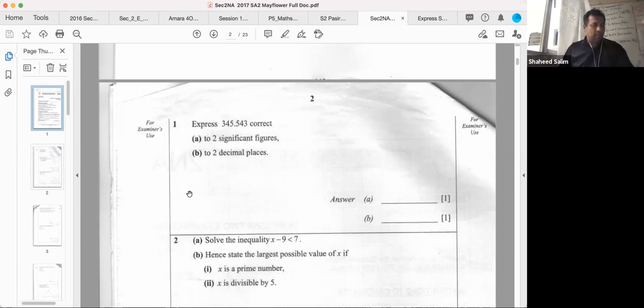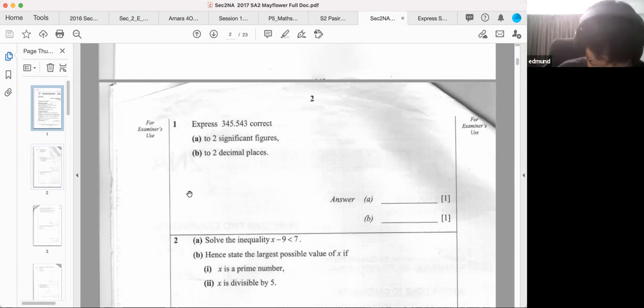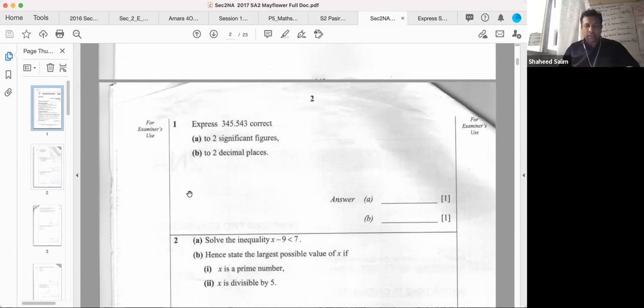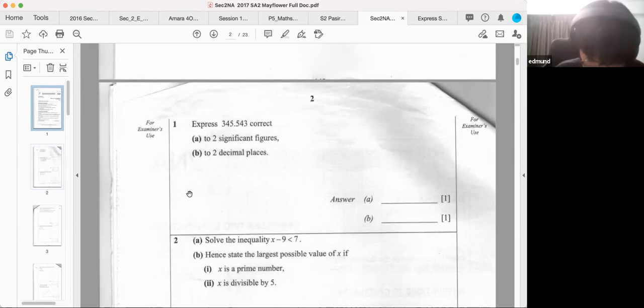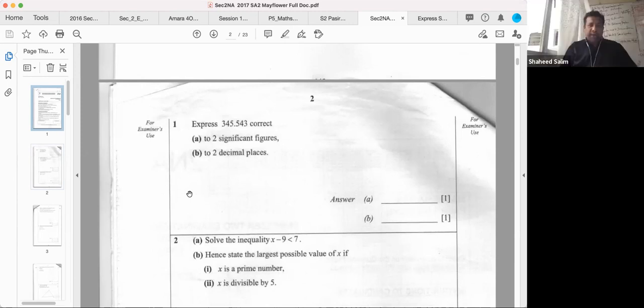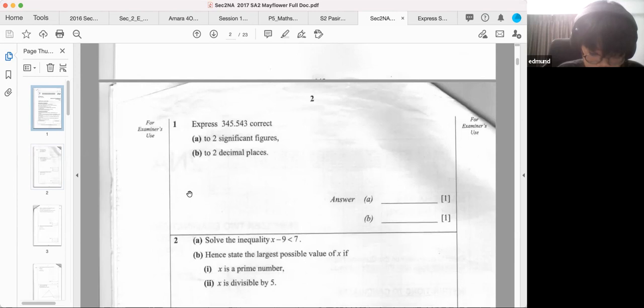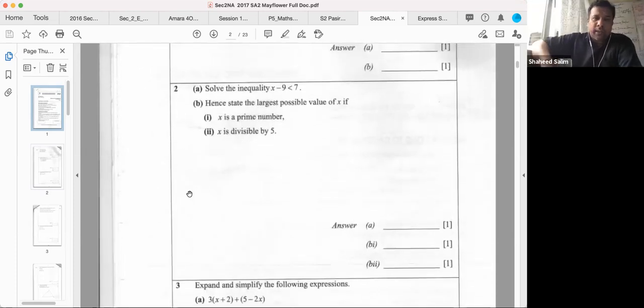Okay. 45.54. 3 again. What's your first answer? 350 or just 50? 350. Okay, good. The next one? 345.54. Okay, well done. Okay, inequality. Can you solve the inequality?